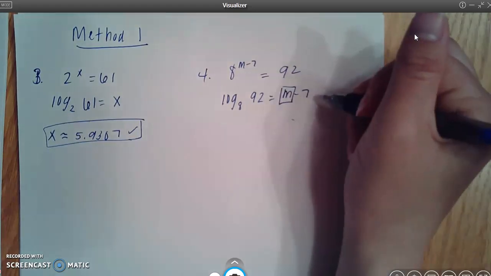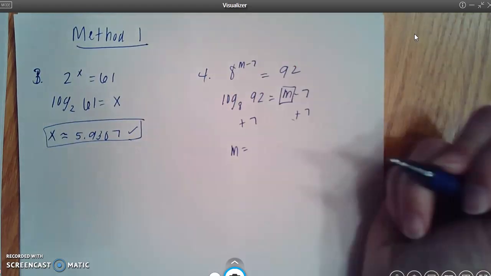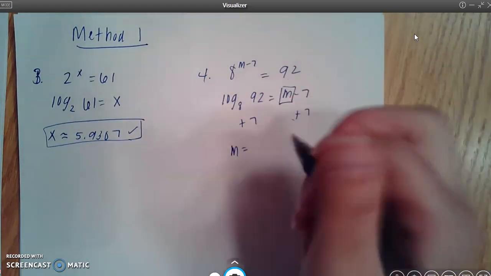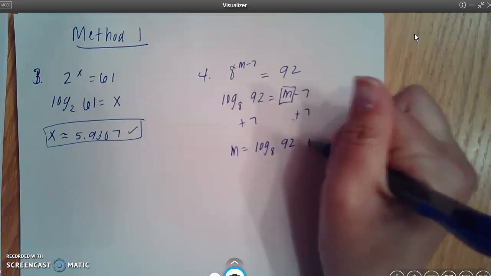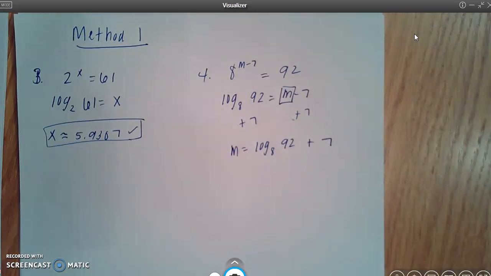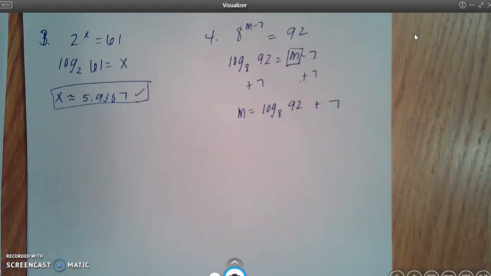So to get rid of that minus 7, I'm going to add 7. Now here's the tricky part. Okay, your 7 is not part of that logarithm. So you're going to have log base 8 of 92, and then you're going to have your plus 7 on the outside. So when you go to plug that in, you need to make sure that you don't put your plus 7 inside of your logarithm.